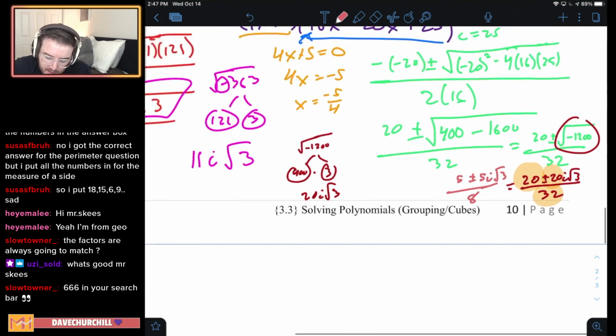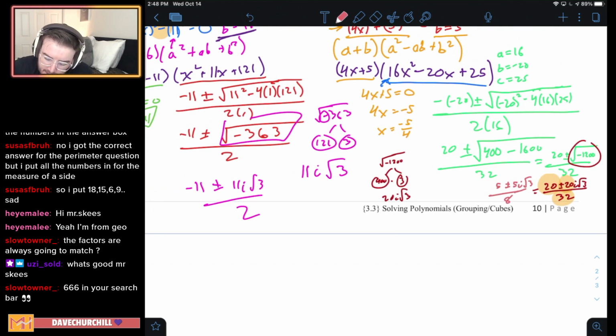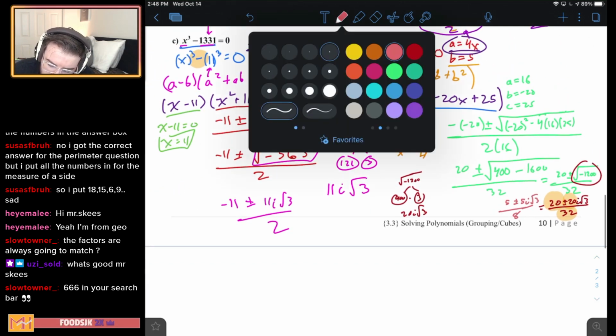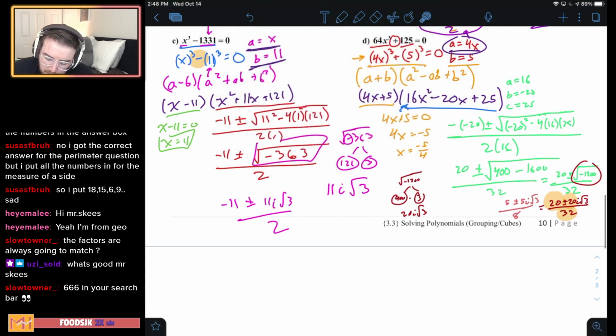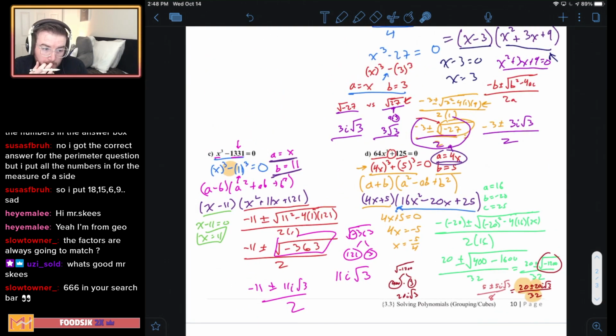If you noticed, it's not a coincidence here. At least I don't think it is. I don't know. Should we take my word for it? I don't think it's a coincidence that 11 and 11 matched, that 20 and 20 matched, that 3 and 3 matched. I think that happens every time. I'm pretty sure. I bet there's a proof for that somewhere.